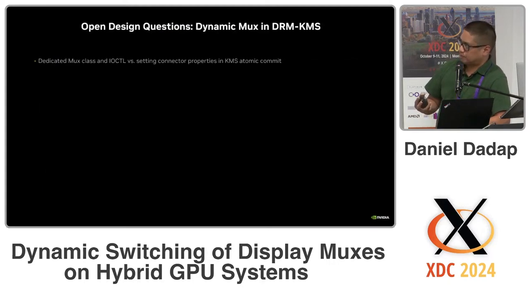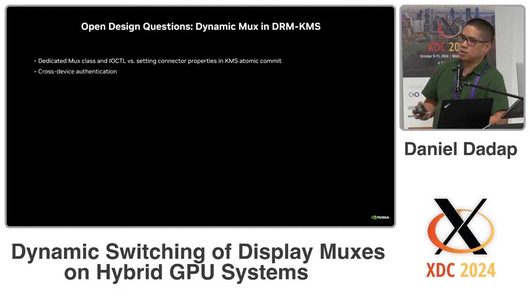So there are definitely some open design questions. One of them is, and this is kind of the main difference between the AMD and NVIDIA proposals that we have here, whether you want to have a dedicated mux class and an ioctl for some mux file in sysfs, versus setting connector properties and building that into your KMS atomic commit request.